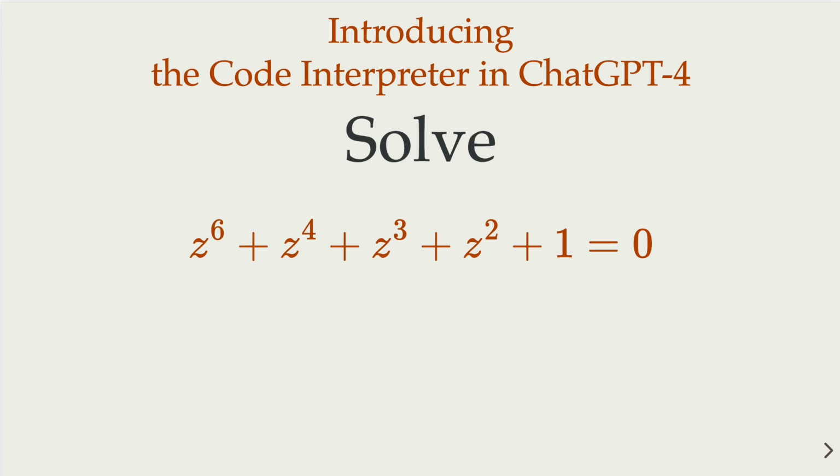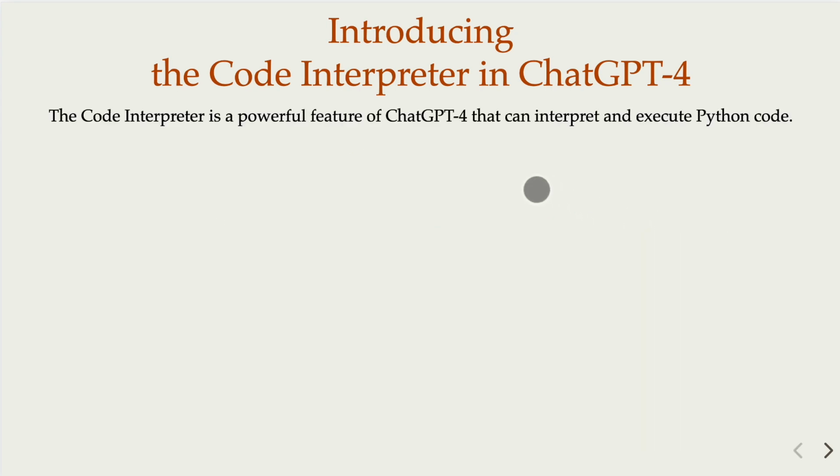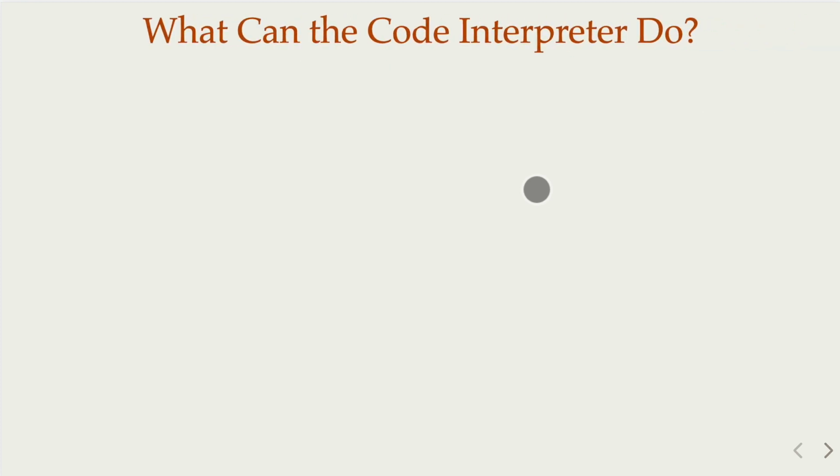So what is a code interpreter? It is a new beta feature that will greatly empower you, the user, to rely on ChatGPT to solve many different problems. Now, what can it do? It can perform calculations and solve mathematical problems. And we're going to demo that today.